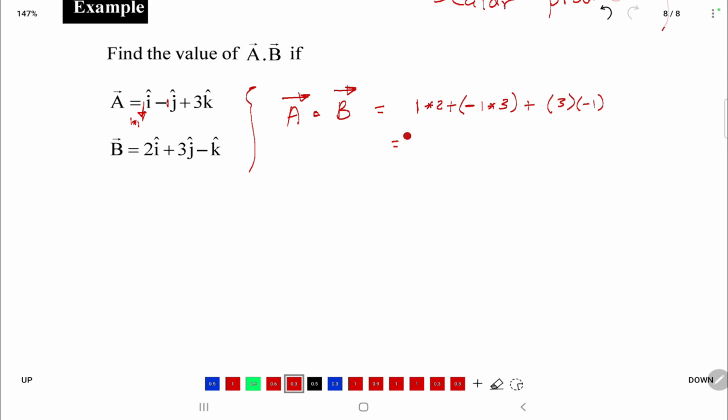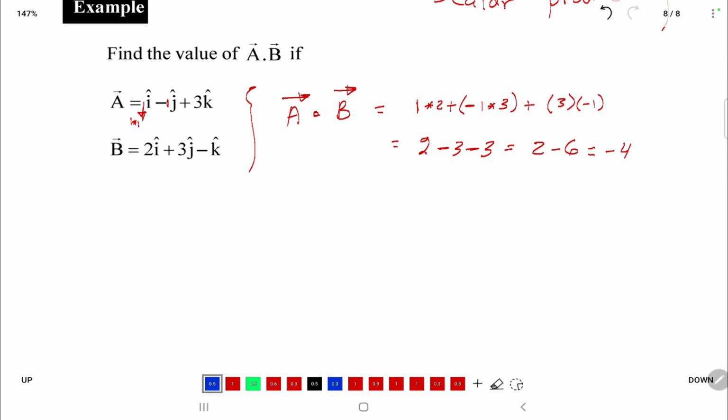And then I sum up these all together. So 1 multiplied by 2 is 2. Minus 1 multiplied by 3 is minus 3. 3 multiplied by minus 1 is also minus 3. So the result, 2 minus 3 minus 3, is 2 minus 6, and this will be minus 4. Okay? So this is called the dot product.